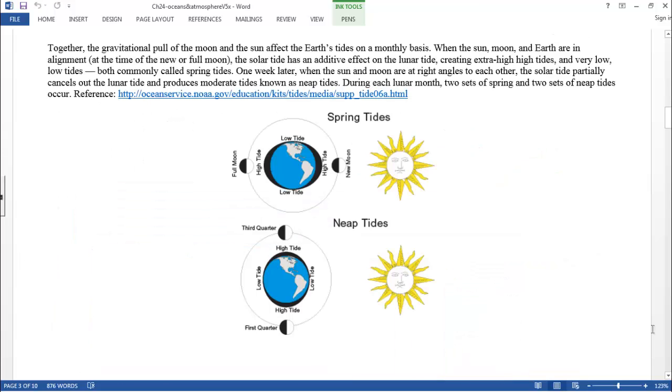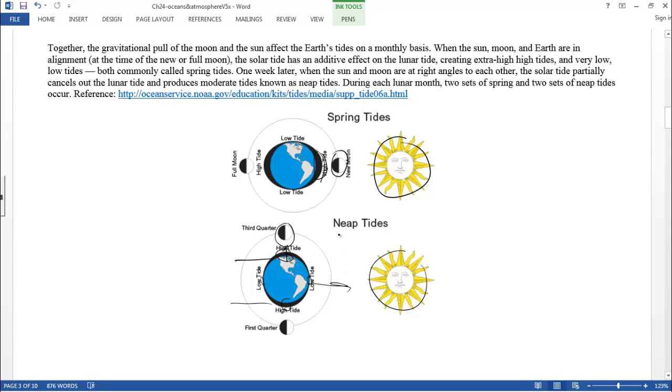Okay, the sun has an effect on the tides as well. When the sun and moon are lined up, you get the strongest tides, the highest tides. And when the moon's off to the side, perpendicular to the sun, well, the sun's trying to pull in one direction, the moon pulls in the other. And like I said before, the moon is closer so that the difference in distance is more significant.